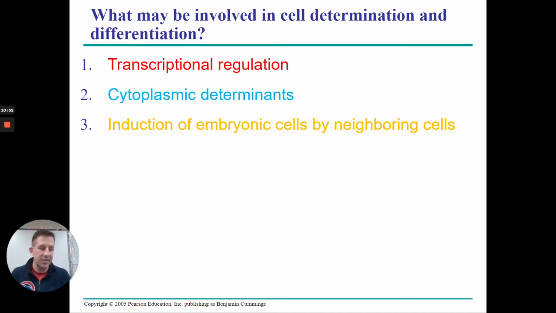Okay, so what may be involved in cell determination and differentiation? What creates this ability for the tips of my fingers to look like tips of fingers, or my eyes to look like eyes? What does that? Okay, that's what we're going to start to get into in this section here.